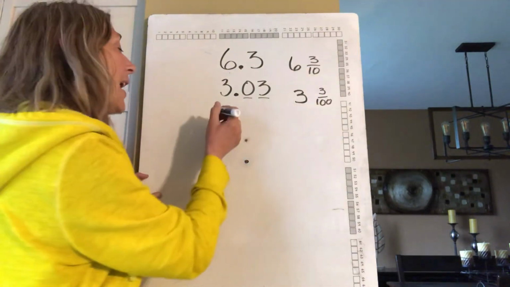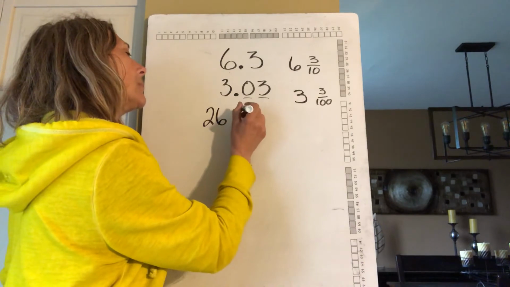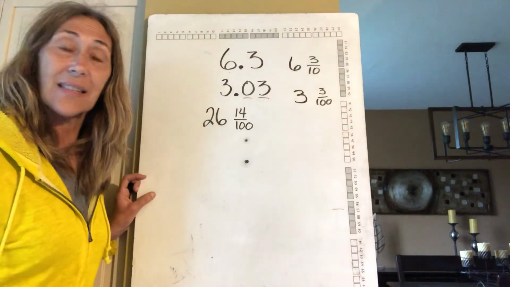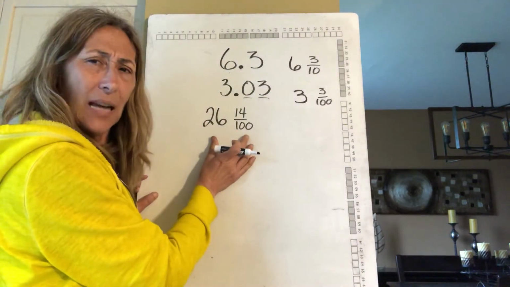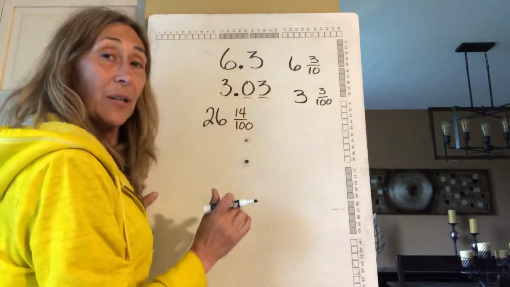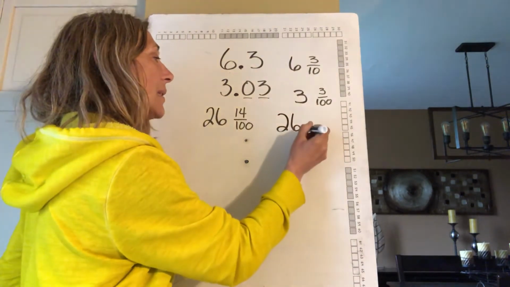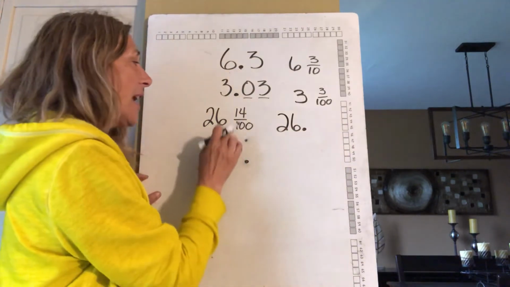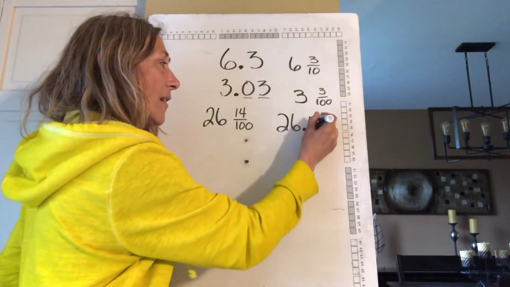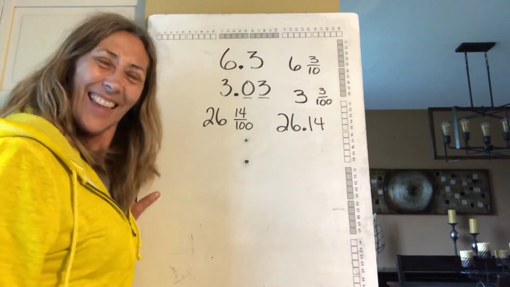Working backwards, I'm going to take this fraction, 26 and 14 hundredths. Now I take a mixed number and I'm going to turn that into a decimal greater than 1. So I have 26 wholes. Here's my decimal point, and I have 14 hundredths. That's so cool.